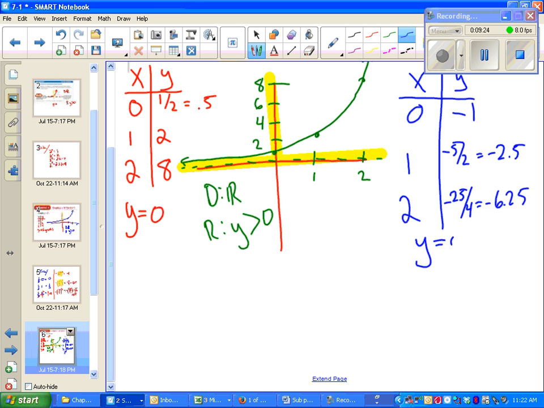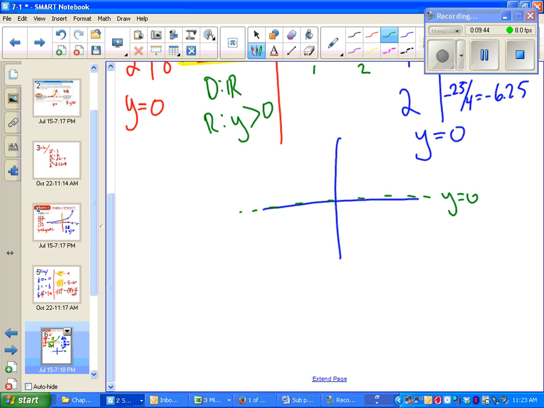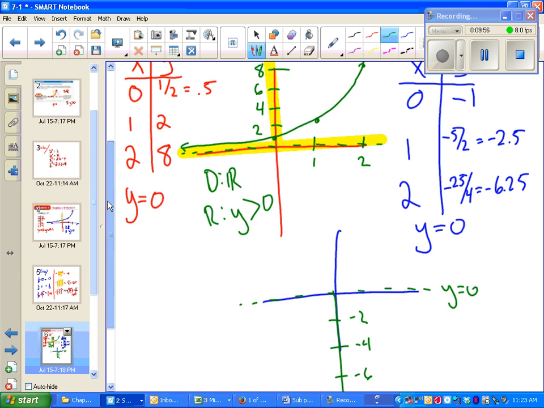Our asymptote, because this is a parent function, we'll start seeing shifts in the next example. On all these parent functions, asymptote is y equals 0. Put in my asymptote right away. And I notice my y values this time are all down. So I should go down to about negative 8 maybe again. Negative 4, negative 2, negative 6. And I plot my points. First point is 0, negative 1.